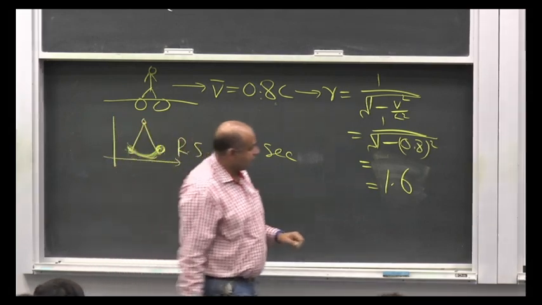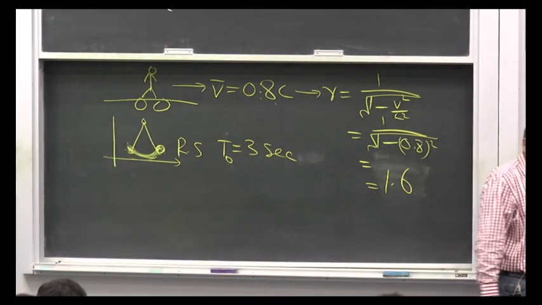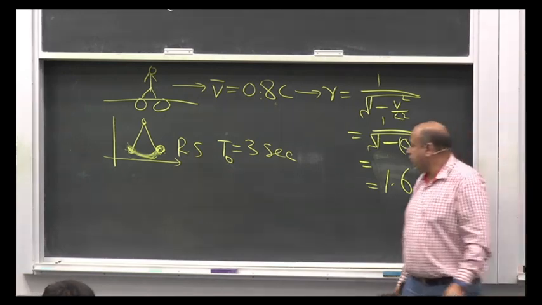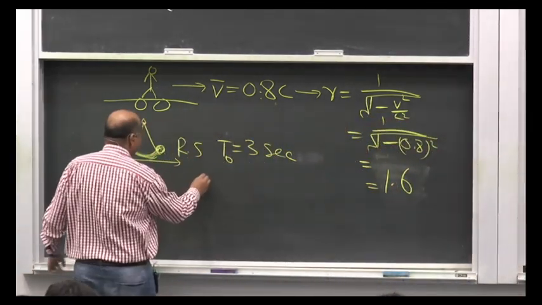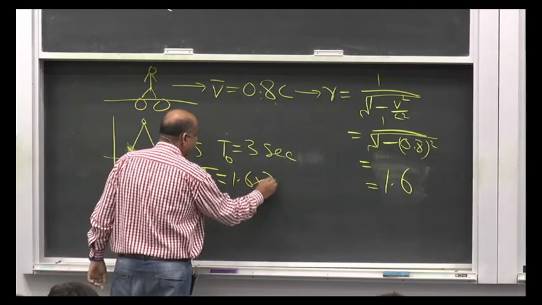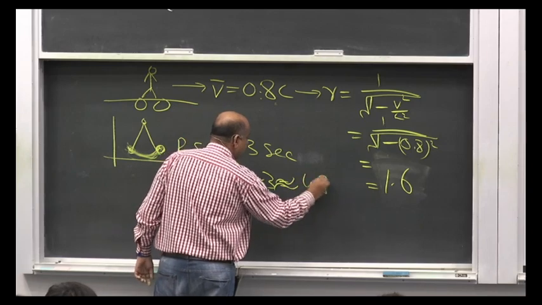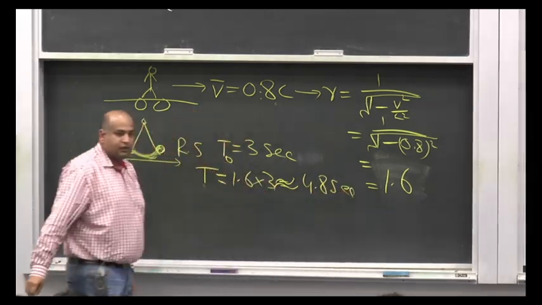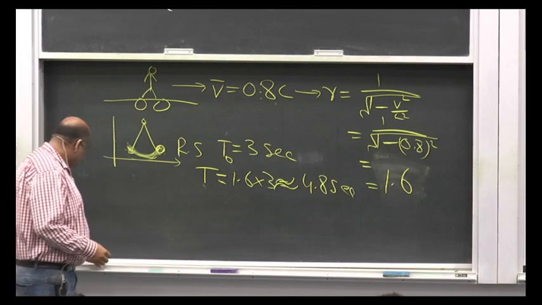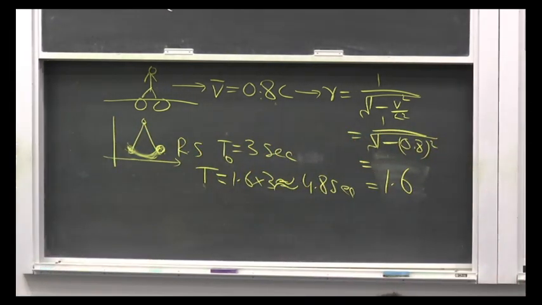So what do we have? This is a formula: delta T naught times gamma is the delta T in the other frame. So it means that the time measured by Anna should be 1.6 times 3, roughly 4.8 seconds. Okay. Let's take another example, actually a quick one.